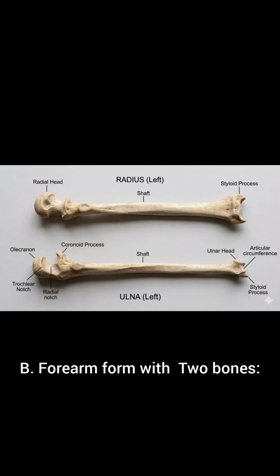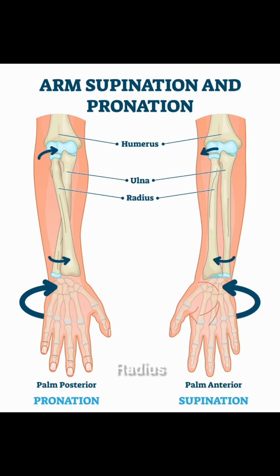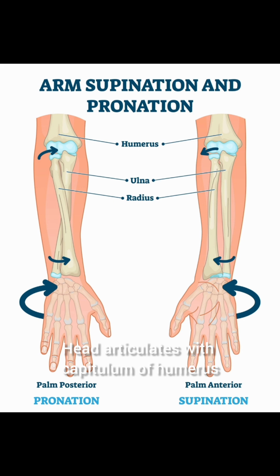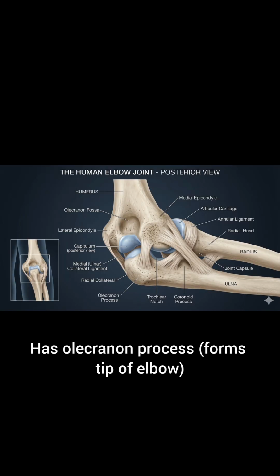B. The forearm is formed by 2 bones. Radius on the lateral/thumb side and ulna on the medial/little finger side. Radius helps in rotation of the forearm, pronation, and supination. Head articulates with capitulum of humerus. Ulna forms the main elbow joint. It has the olecranon process, which forms the tip of the elbow.